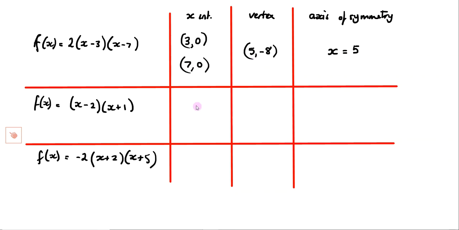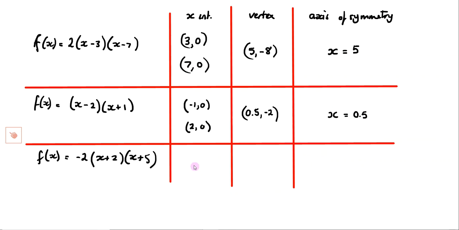What do you think the coordinates of the x-intercepts are for the second one? I said -1, 0. Yeah. And then 2, 0. Good. Vertex? Okay. What do you think it would be? It will be 0.5. Yeah.